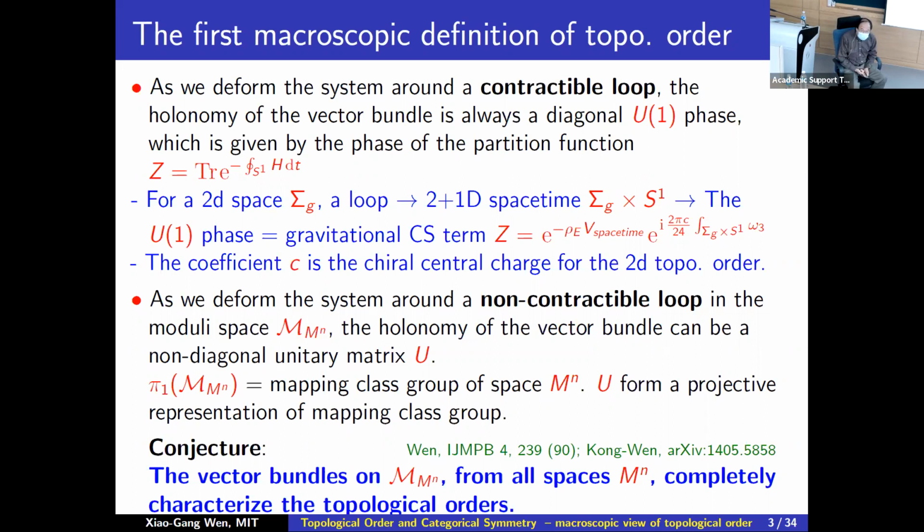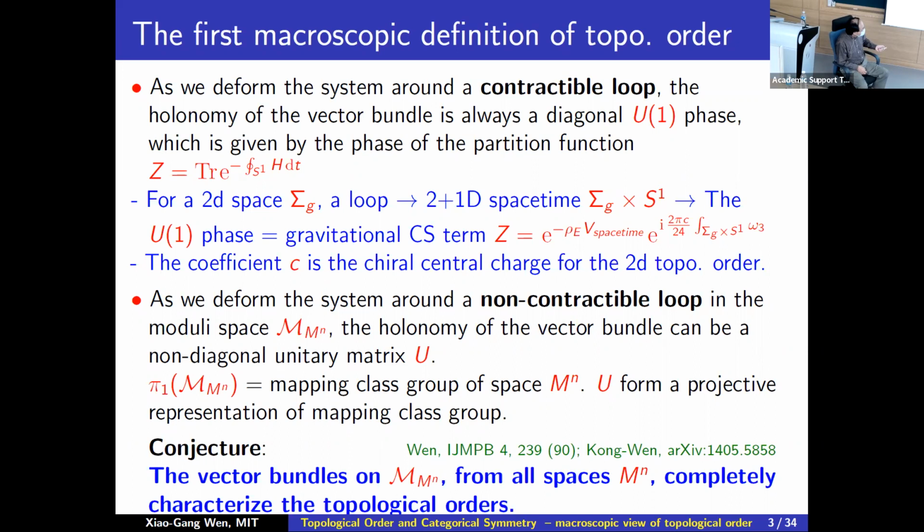The claim, or maybe conjecture, is that the vector bundle on this moduli space completely characterizes topological order. This is still a conjecture. We don't know whether it's really true or not. Here I want to say the following. There's a weaker version of the conjecture.